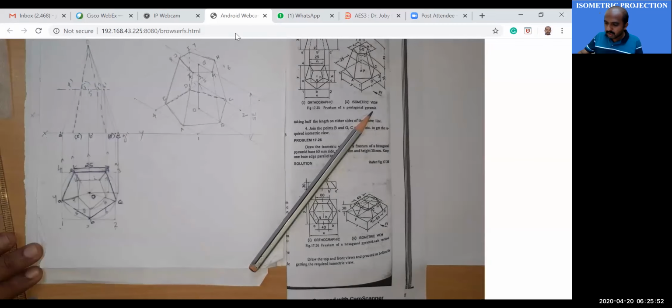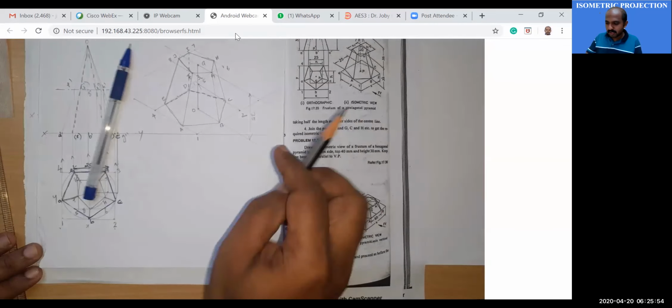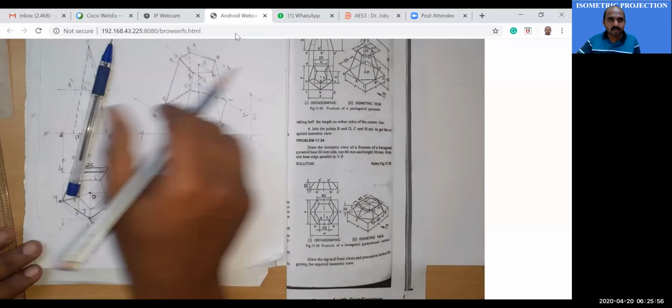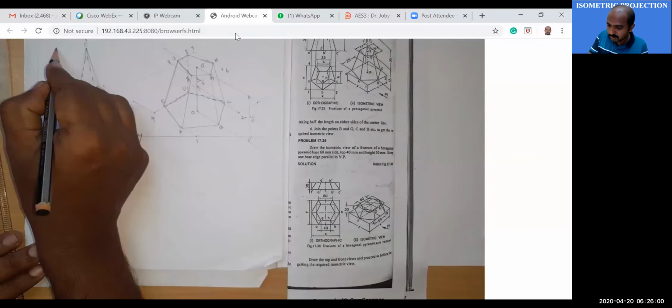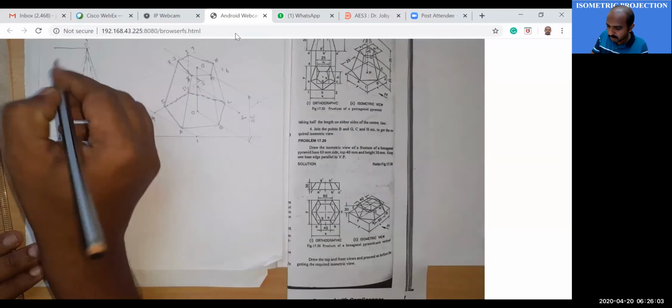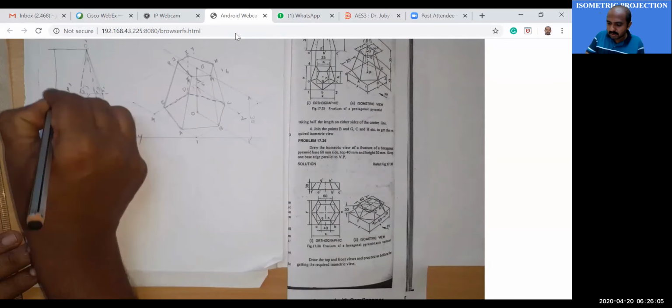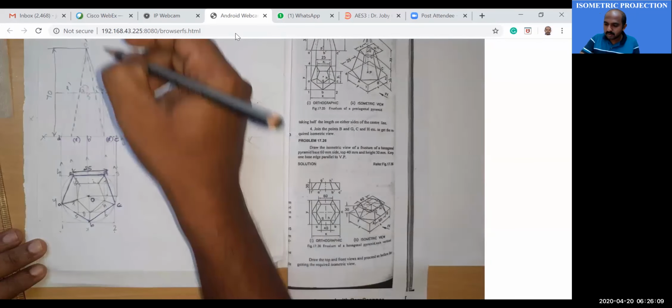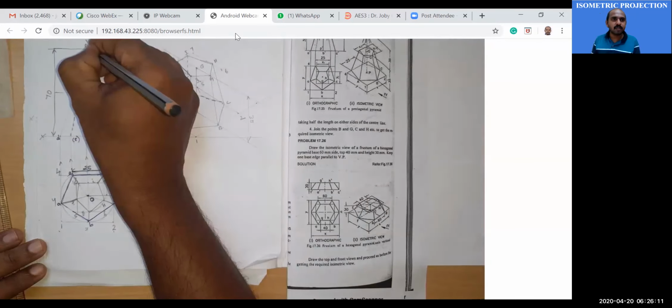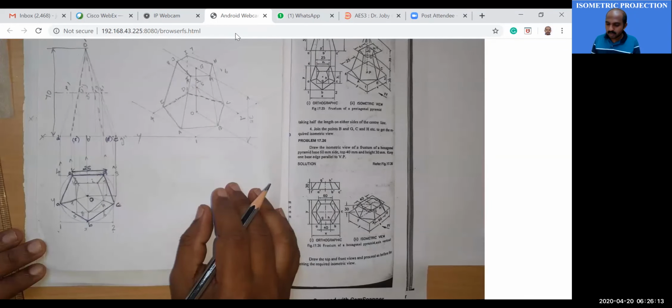Now you know the height of the pyramid, which is equal to 70 mm. So this height is equal to 70 mm, and you can mark it as O dash.